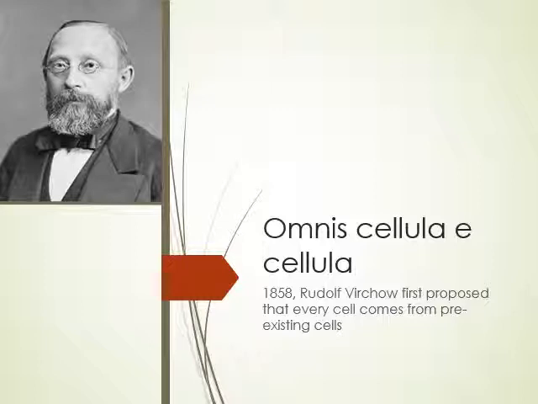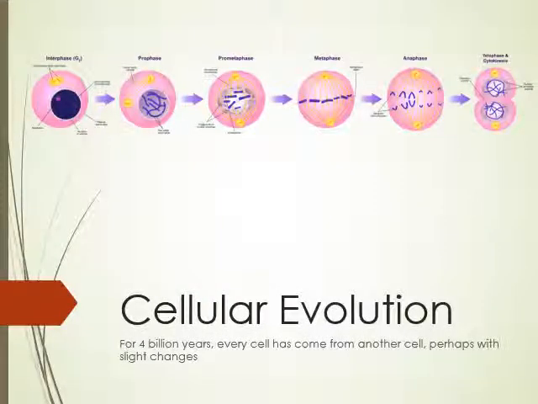Now, that again goes to the idea that maybe there was something before the cells. For about 4 billion years, we've got evidence of cells. 4 billion years, every cell has come from a cell before it. Every cell has come from some other cell. That begs the question, what came first? You know, chicken or the egg type thing.